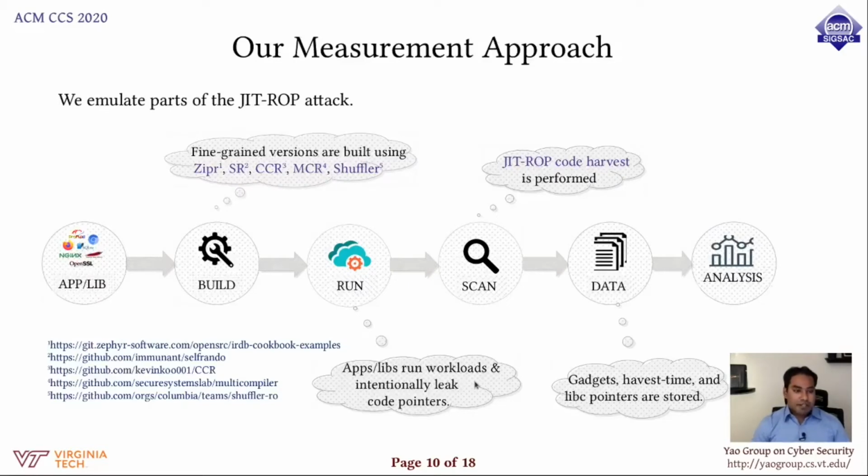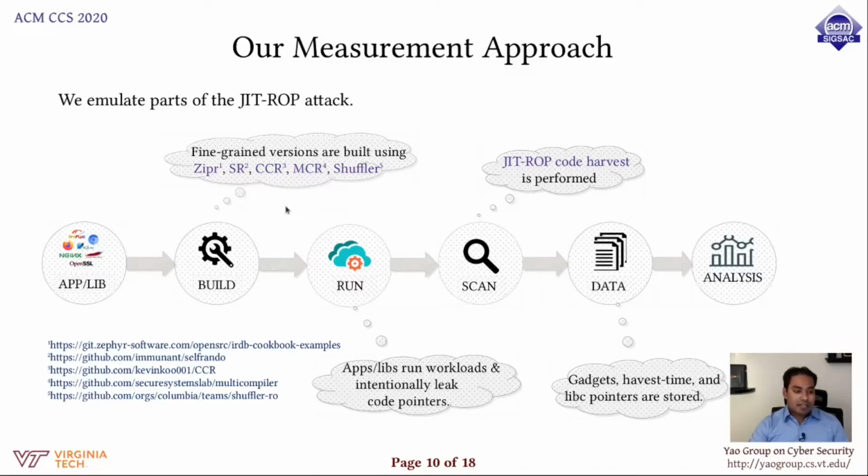In our measurement approach, we emulate parts of the JIT-ROP attacks. We have implemented the recursive code harvesting module and run it against some applications or libraries. The steps are, we take an application or library, and we build it to make the fine-grained versions using fine-grained ASLR tools. We also make the coarse-grained version using normal compilers.